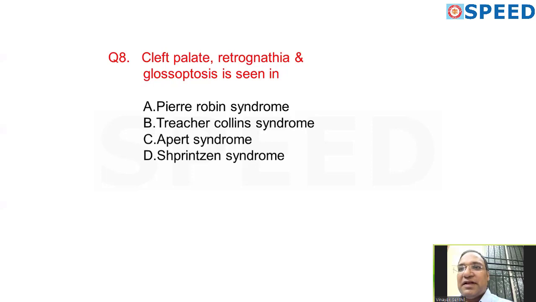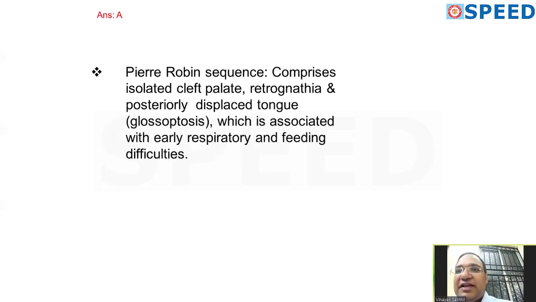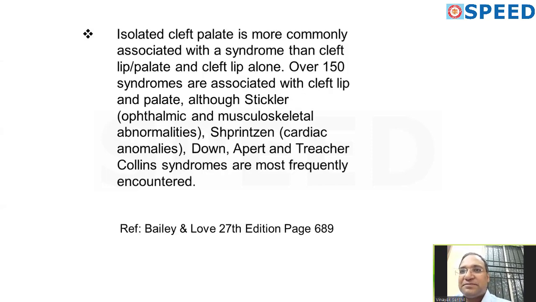Cleft palate, retrognathia and glossoptosis is seen in. The answer is Pierre Robin syndrome. Option A is the right answer. It's a typical, straightforward question. There is no difficulty here. Pierre Robin sequence comprises isolated cleft palate, retrognathia, posteriorly displaced tongue, glossoptosis, which is associated with early respiratory and feeding difficulties. Excellent. Next slide.